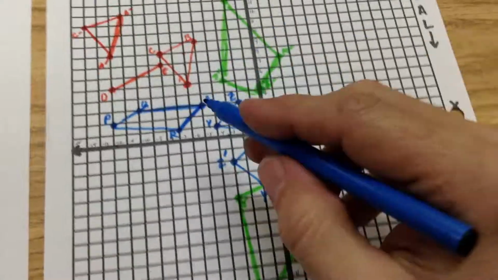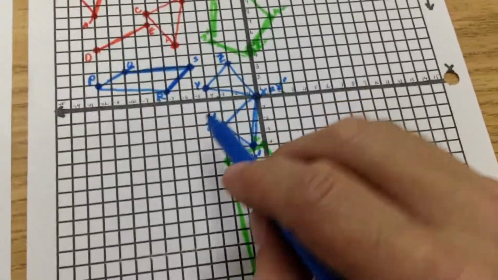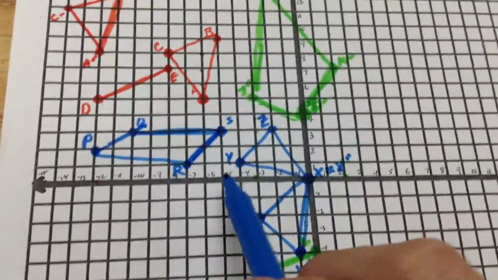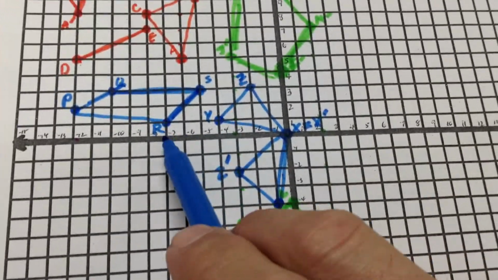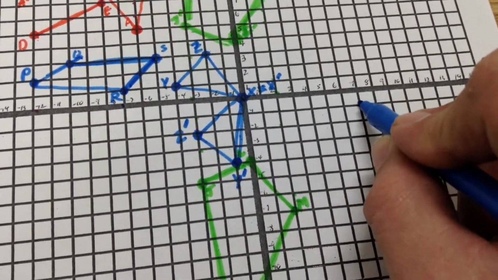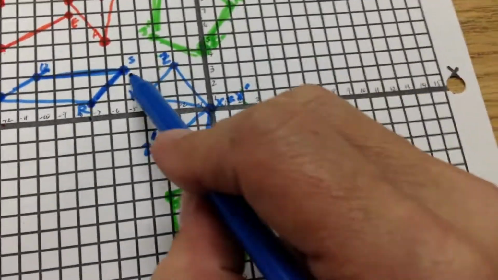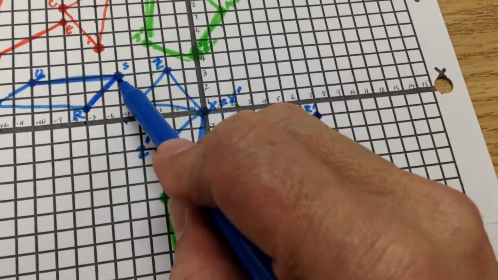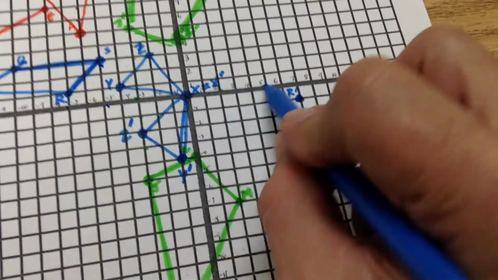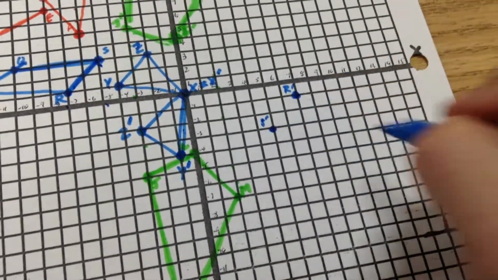Thank you. Sorry. So I'm going to take all these points here and flip their signs. Okay? So since this one was -7, +1, I'm going to go +7, -1. And that's my new R prime. Okay, point S is at -5, +3. So I'm going to go +5, -3. And that's point S prime.